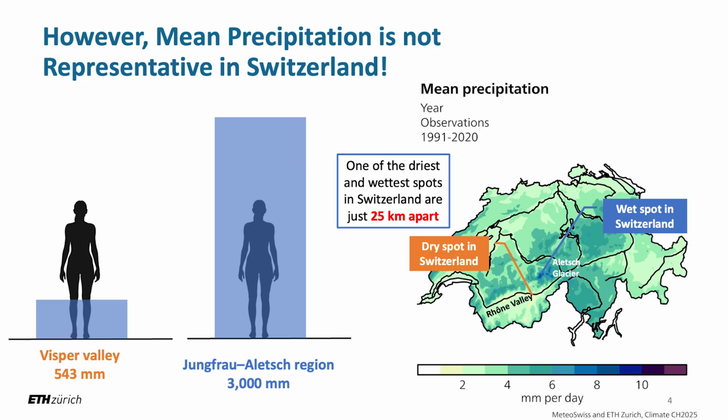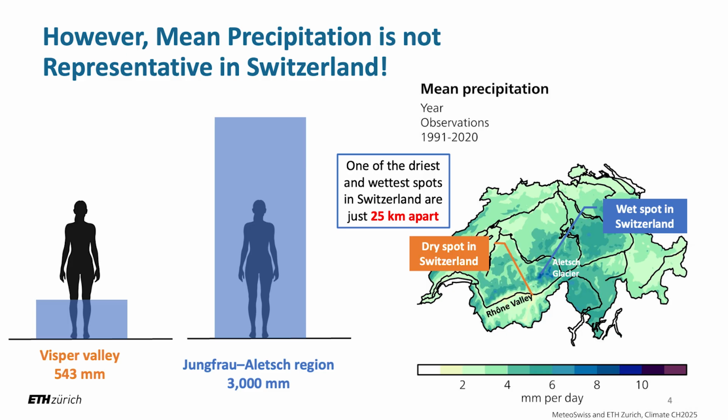And only 25 kilometers away is one of the wettest spots in Switzerland, which has approximately 3 meters of rainfall, the Jungfrau Aretsch glacier region. Now you can think, if we have global climate models, you saw how big the grid cells were, approximately 100 kilometers. You cannot resolve these gradients at all. So you really need high resolution modeling for resolving these gradients.